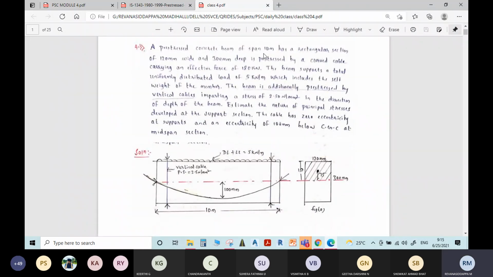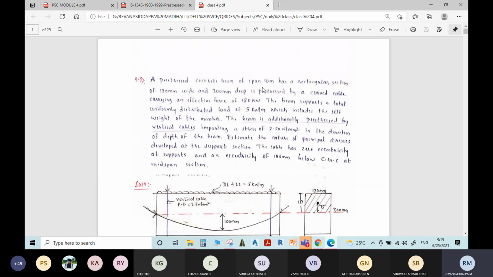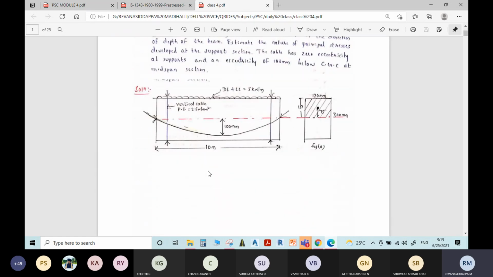A pre-stressed concrete beam of span 10 meter, the span 10 meter is mentioned in the geometry property only, has a rectangular section 120 by 300. All the geometrical properties are mentioned. And whatever the load is, that is also mentioned. Vertical pre-stress is also mentioned. Everything is mentioned in the diagram itself. No need to write the given data, right? Everything is mentioned, and directly we will solve.